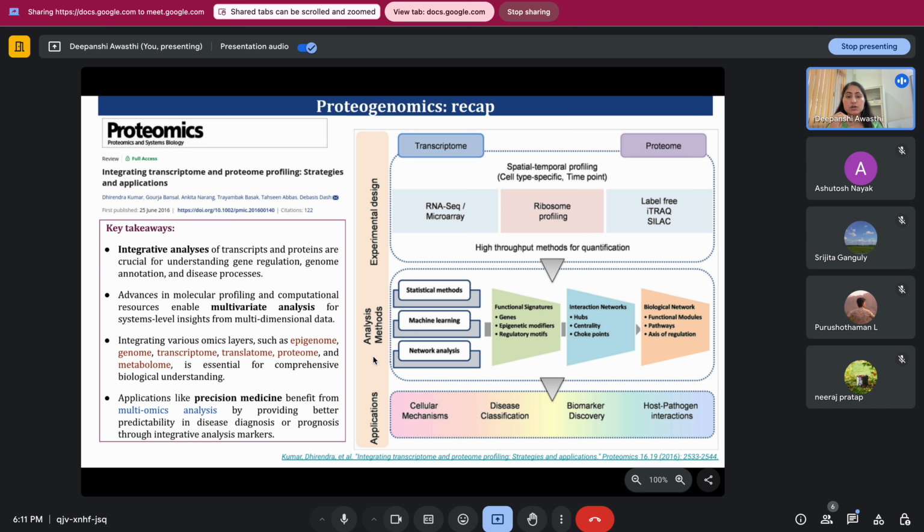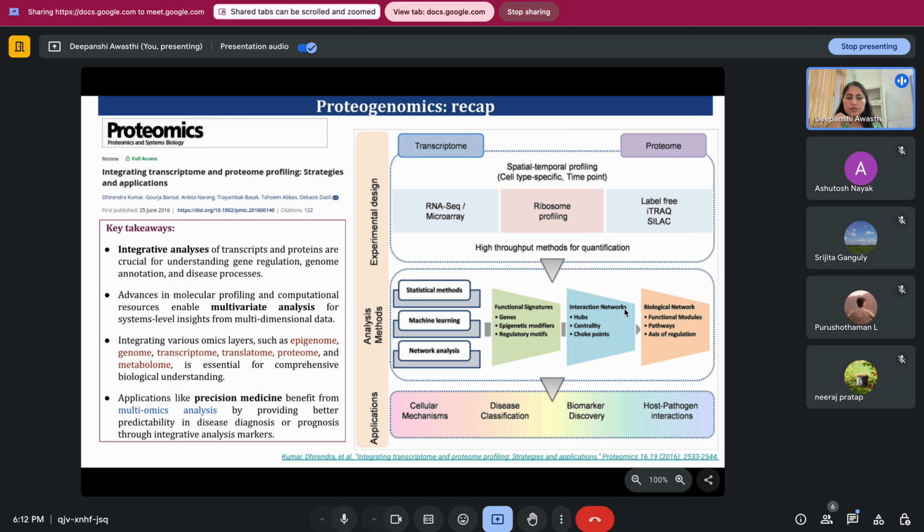Now the next analysis that can be done is we can use statistical methods, machine learning and network analysis to compare the kind of data we have obtained. We can look for functional signatures and check which genes are present. Different genes have signature sequences which differ among genes, through which we can recognize those genes. We can identify those features by combining these experimental data sets. We can also look for epigenetic modifiers, such as methylation, acetylation or protein-DNA interactions. All those things can be analyzed with the help of functional signatures in the analysis method.